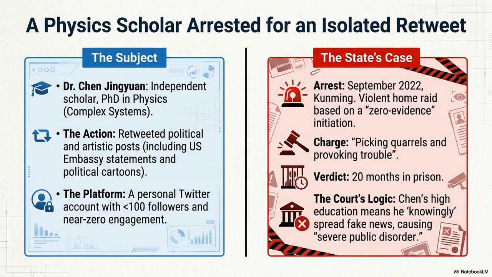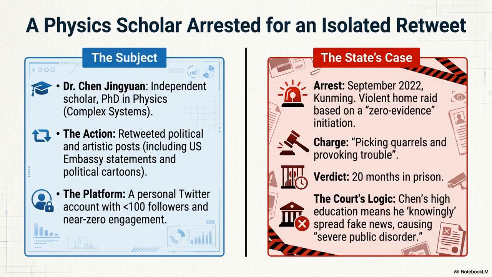Spot on. So the subject of these AI reports is Dr. Chen Wan. He's an independent scholar with an advanced academic degree, and he was arrested and eventually sentenced to 1 year and 8 months in prison. And the specific criminal charge was, quote, picking quarrels and provoking trouble. But when you actually look at the underlying actions that triggered this charge, it basically consisted entirely of forwarding, commenting on, and liking posts on social media.